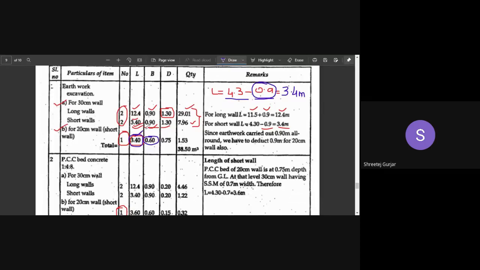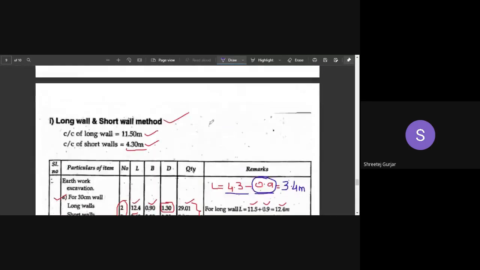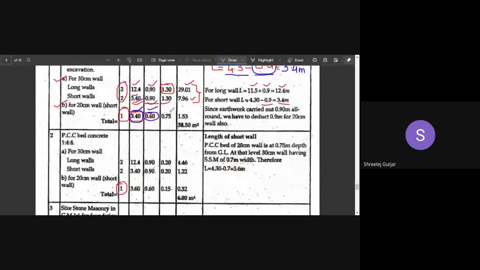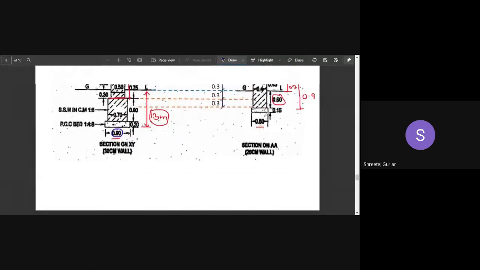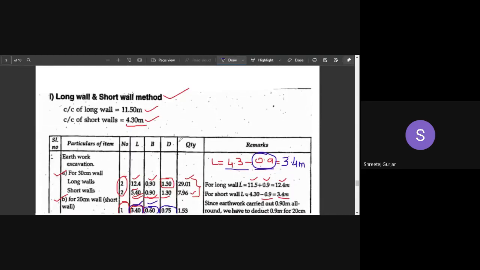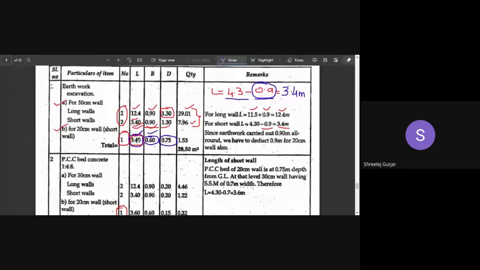We know the width of the excavation. Width of the excavation is 0.6. This is your width of excavation, right? Then your depth. Depth is 0.75. I have shown you, we have calculated. This is the depth of excavation that is required, that is 0.6 plus 0.15. It is 0.75. So multiplying number into L into B into D, we get the quantity of excavation, that is 1.53 for the short wall in the 20 centimeter wall.